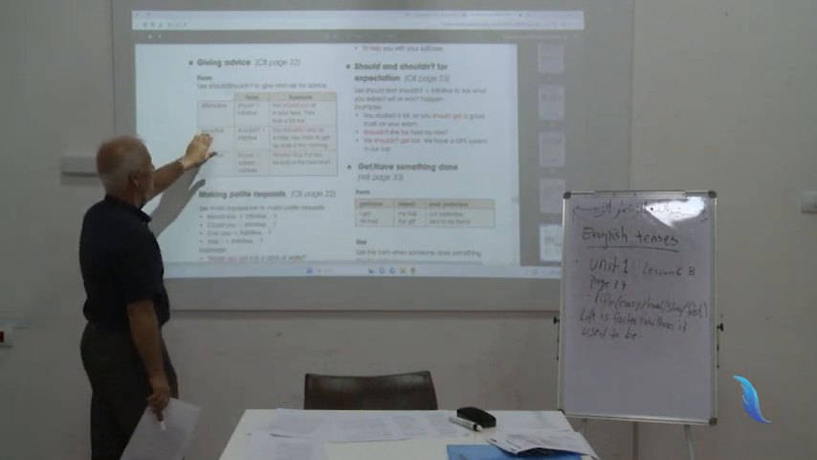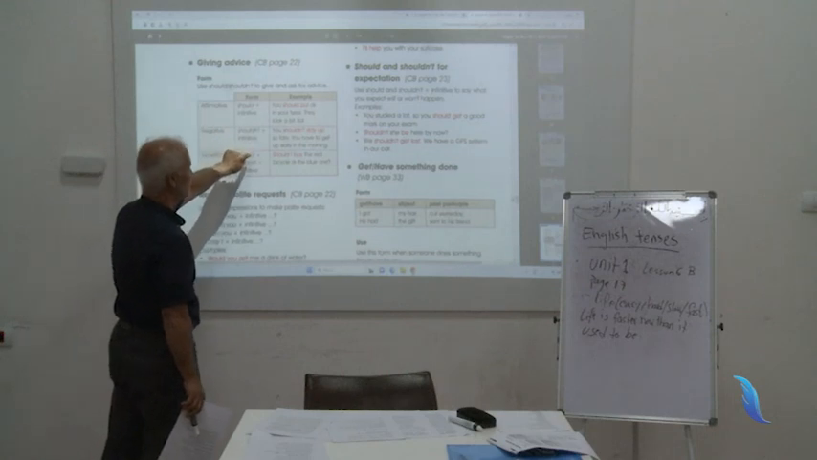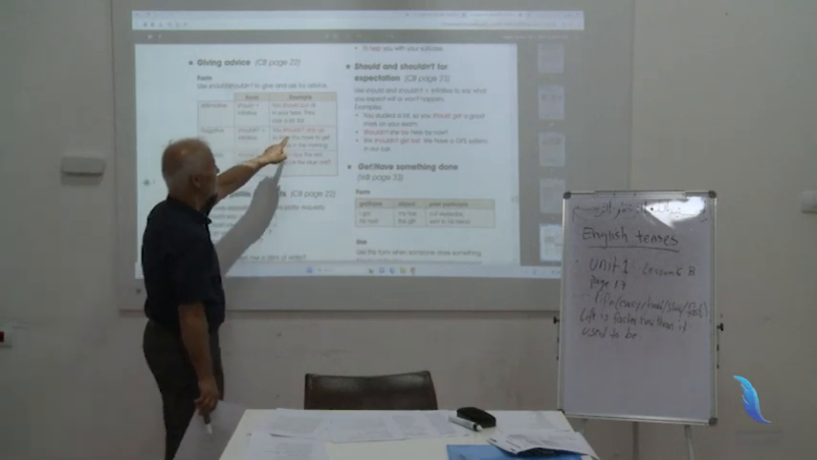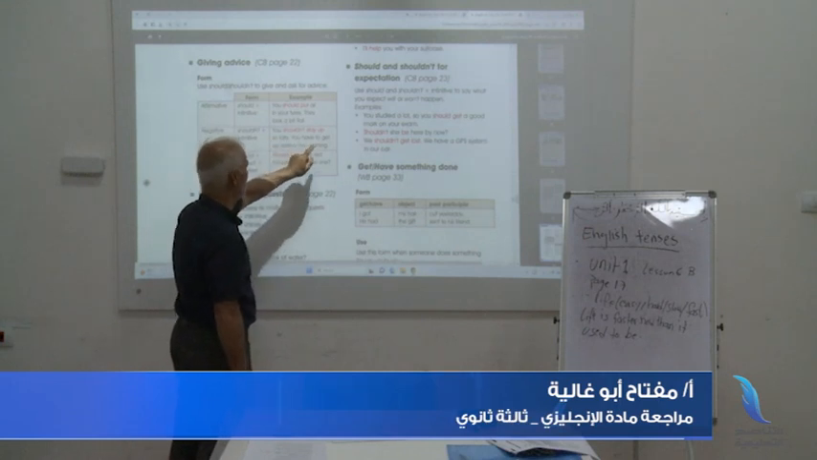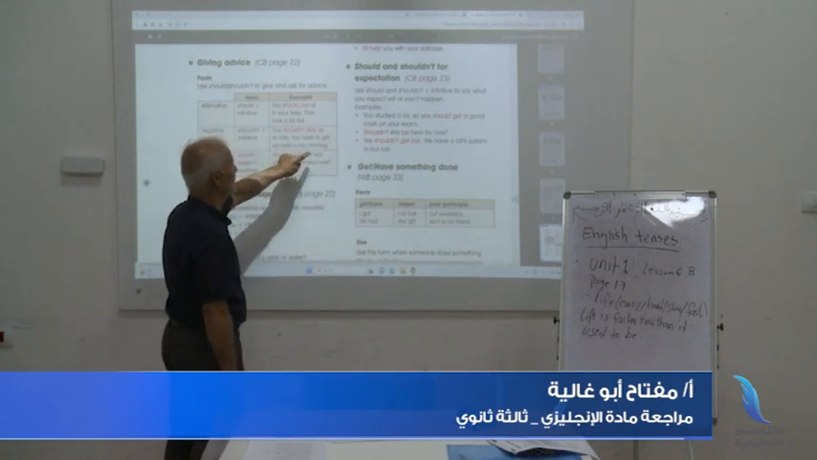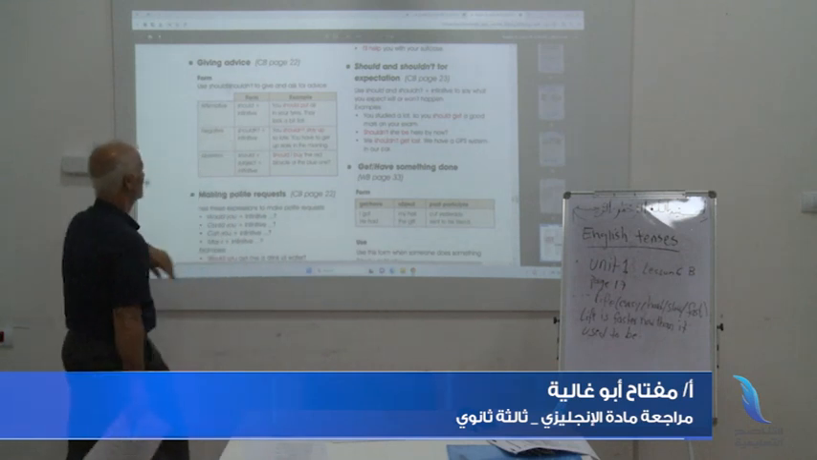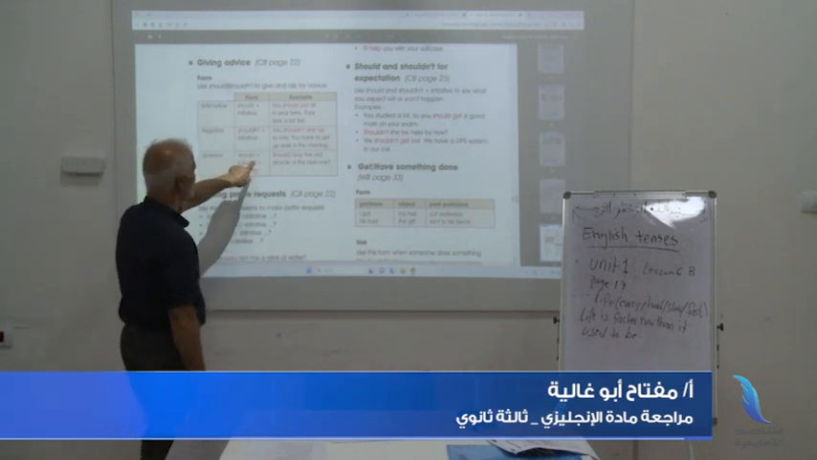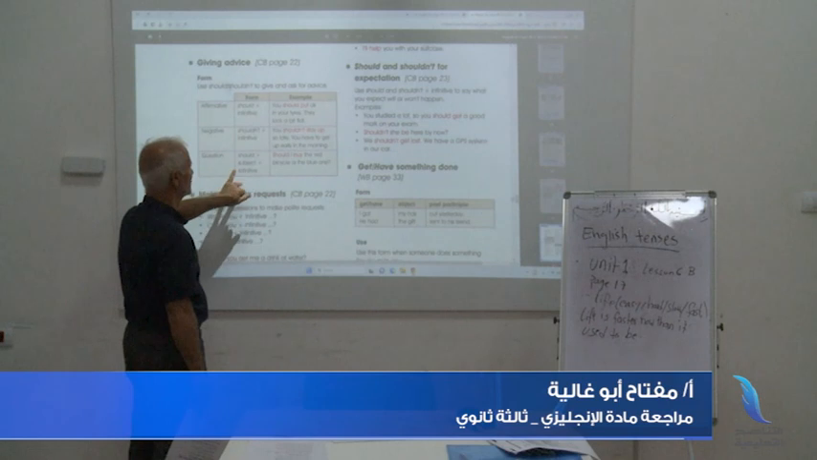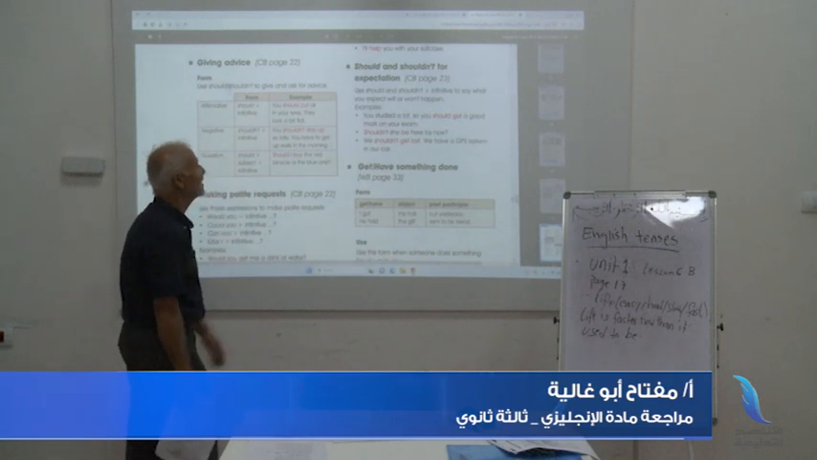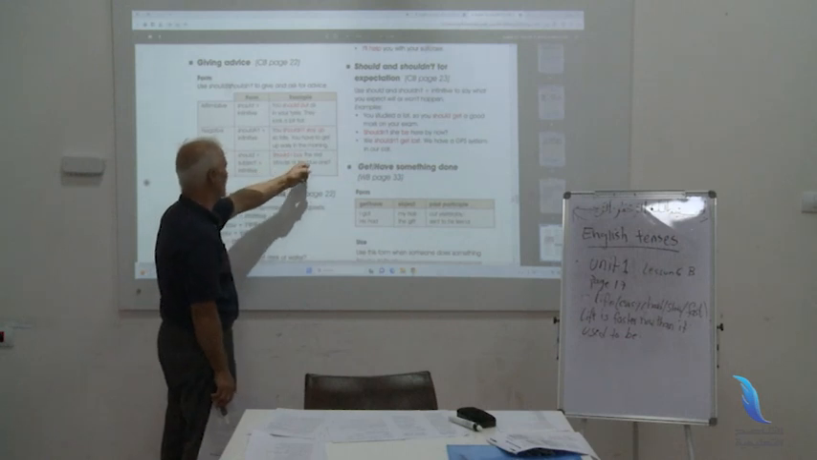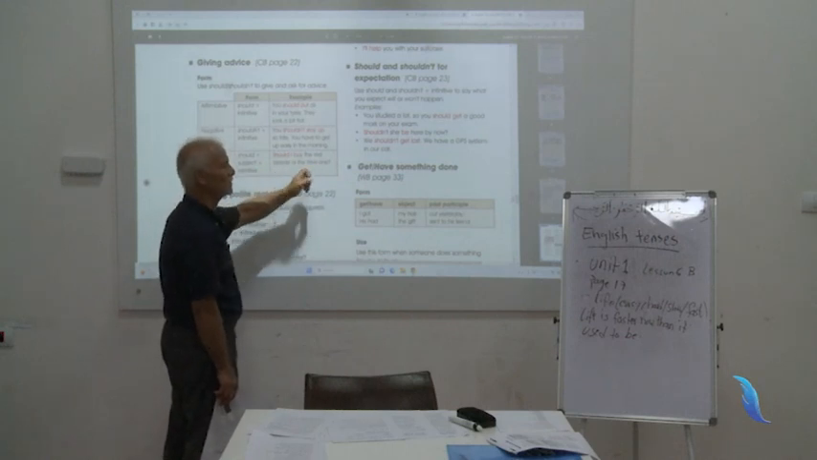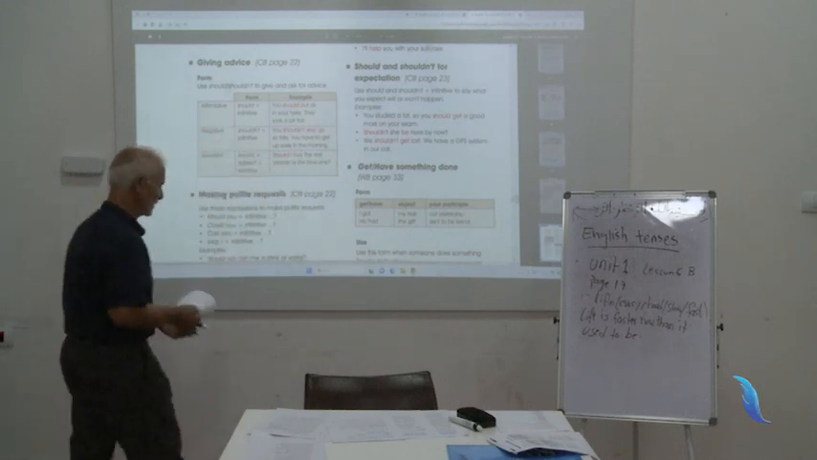In the negative, shouldn't plus infinitive. You shouldn't stay up so late. You have to get up early in the morning. In a question, should plus subject plus infinitive, and we start with should. Should I buy the red bicycle or the blue one?